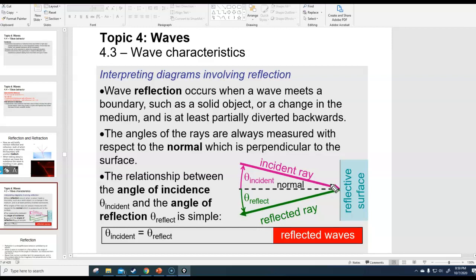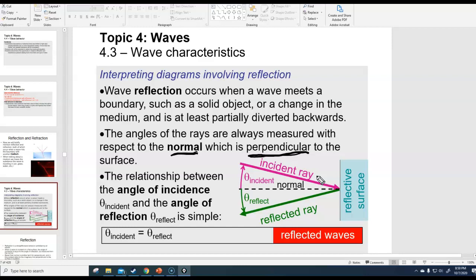Okay, now this dotted line that you see right here, this is what's called the normal. Now remember, the word normal is a mathematical term meaning perpendicular. So last year in IB Physics 1, when we talked about the normal force, it is always perpendicular to a surface. Here, when we mean normal, we basically mean an imaginary line which is perpendicular to the surface that you're talking about. And so when you're talking about problems with reflection or refraction, you always measure angles with respect to the normal.